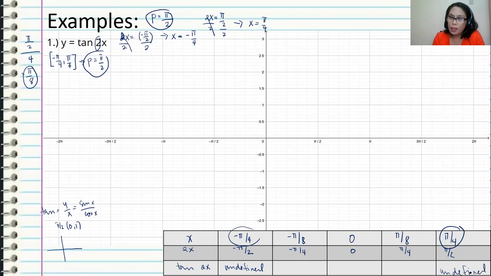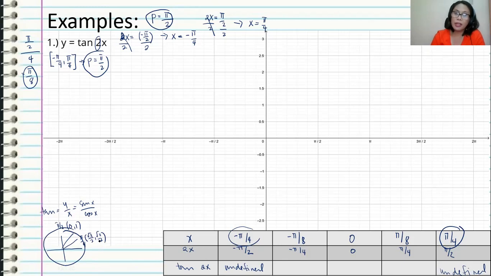That's why we represent this by the vertical broken line, which we call a vertical asymptote. Now, in relation to the unit circle, we have this pi over 4 here. For example, this is the unit circle, and if we recall, the coordinates of pi over 4 here are square root of 2 over 2, square root of 2 over 2.